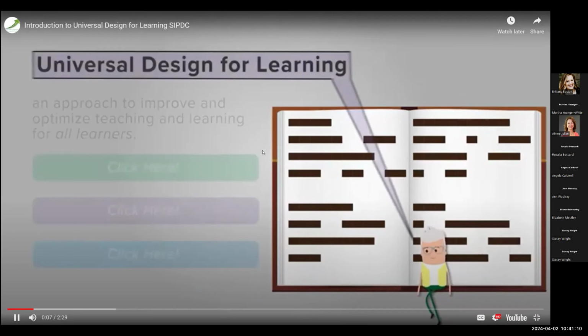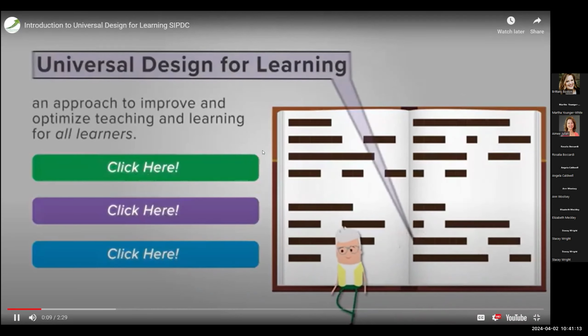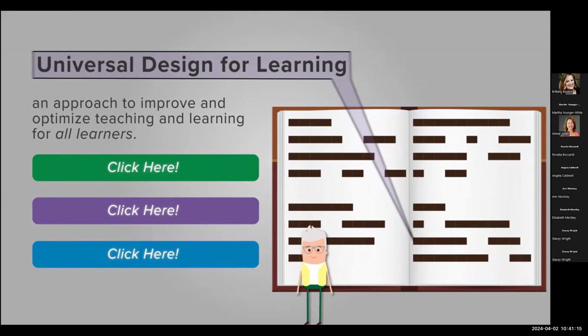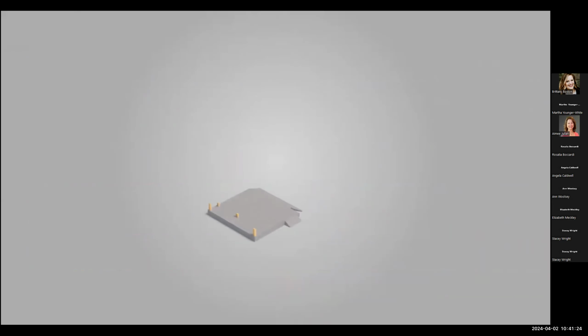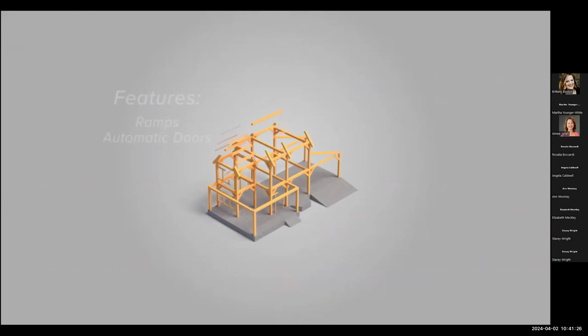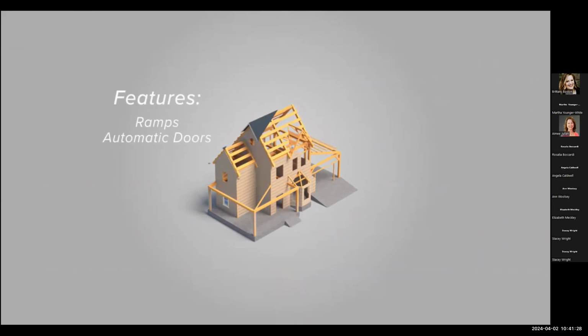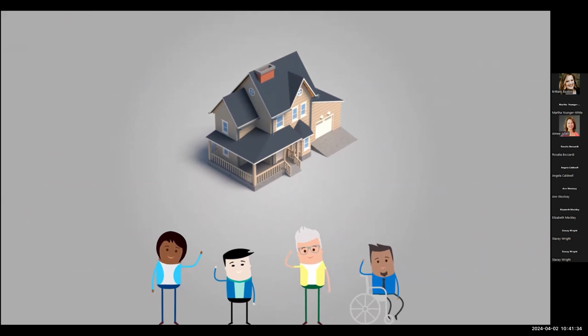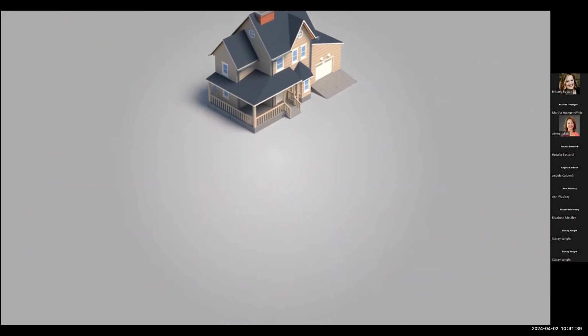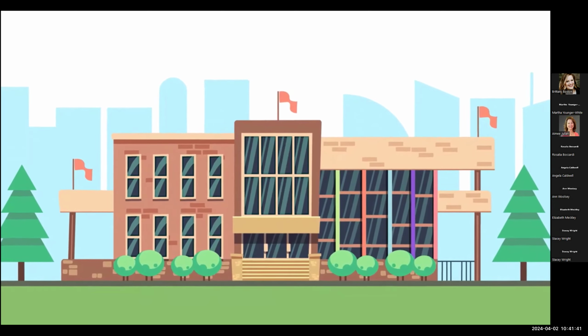Universal Design for Learning, UDL, is an approach to improve and optimize teaching and learning for all learners by setting clear, rigorous goals, anticipating barriers, and proactively designing to minimize those barriers. You may know of universal design in architecture. It's an approach to design that works to ensure products and buildings can be used by anyone, regardless of their level of ability. When a building is designed for flexibility, it can serve everyone, with or without disabilities.